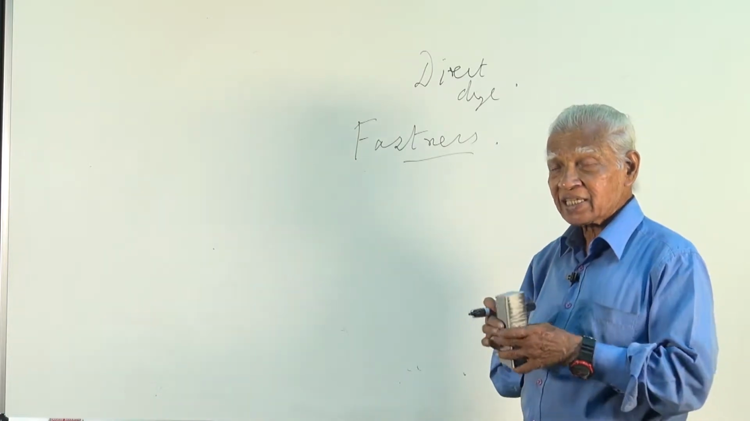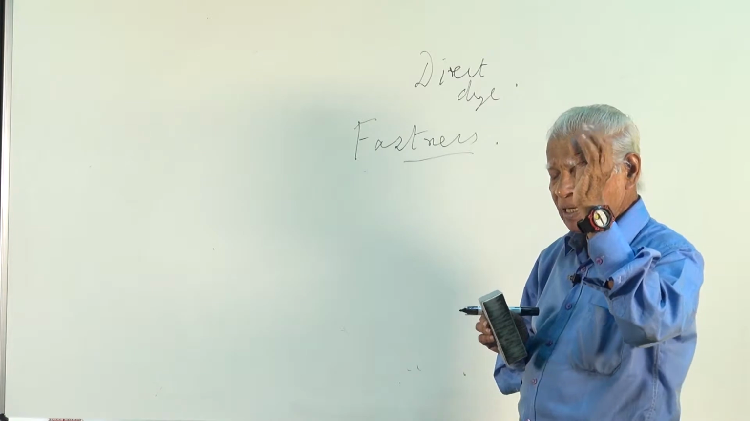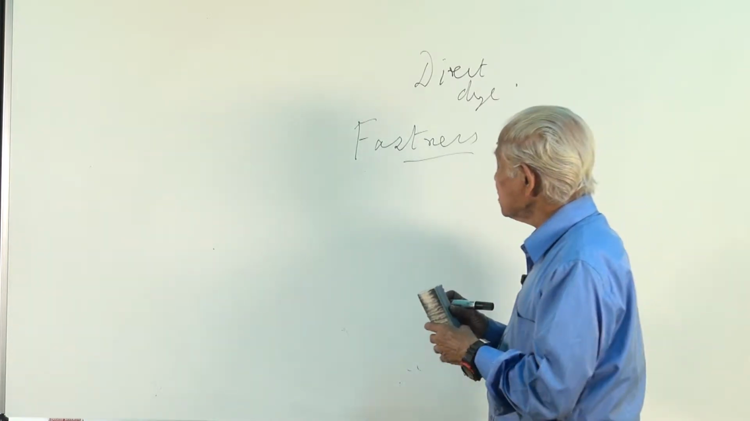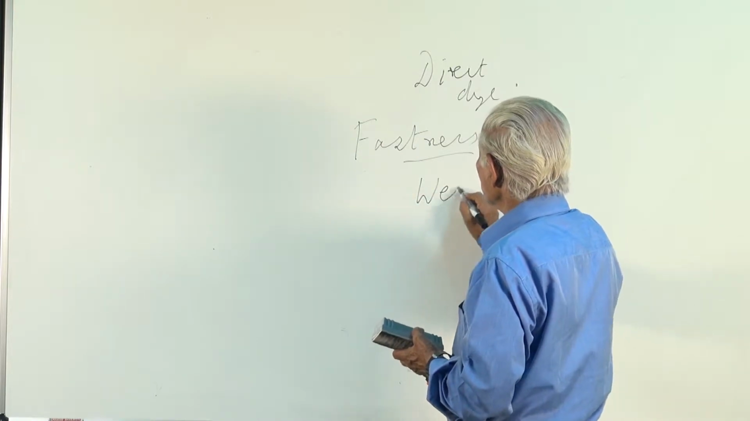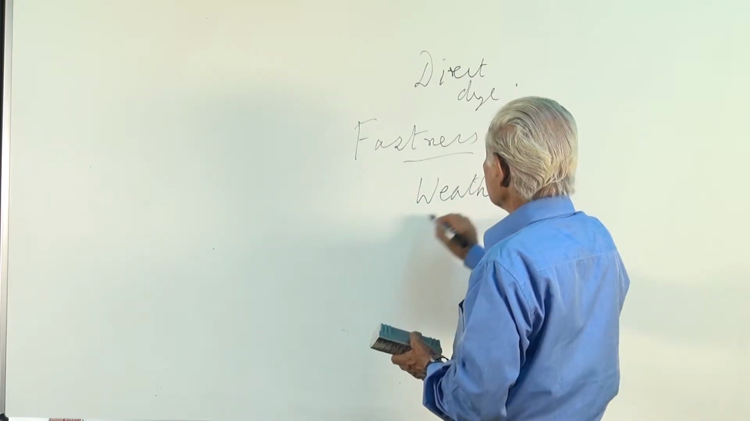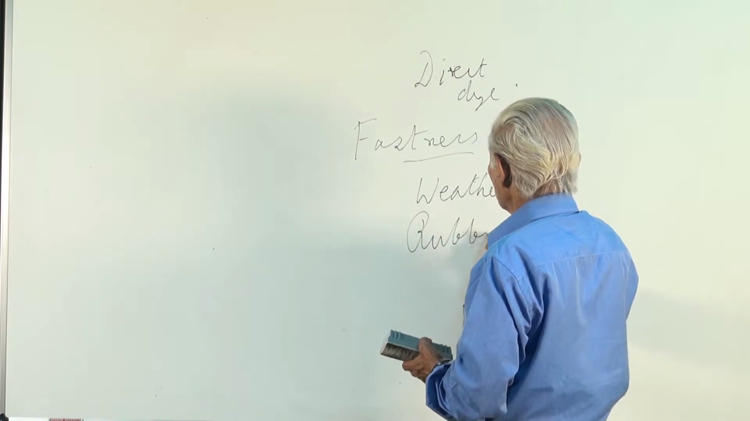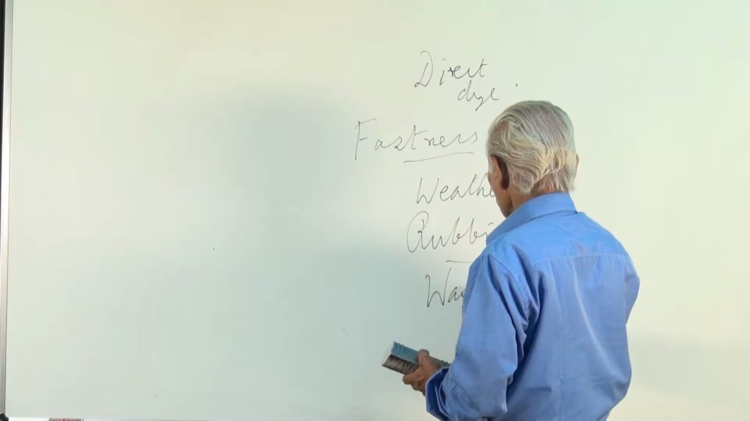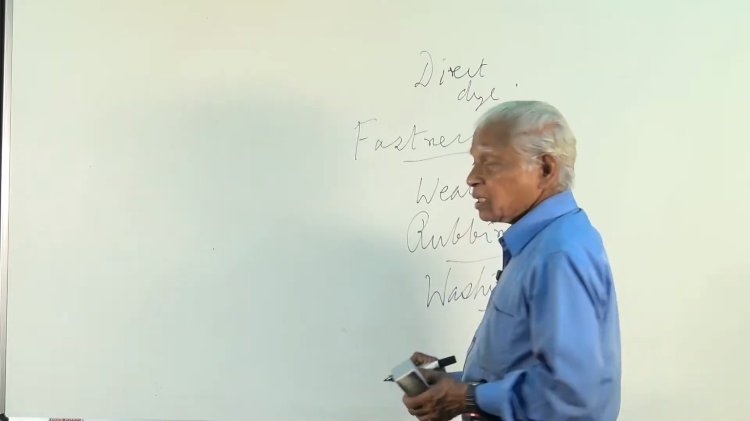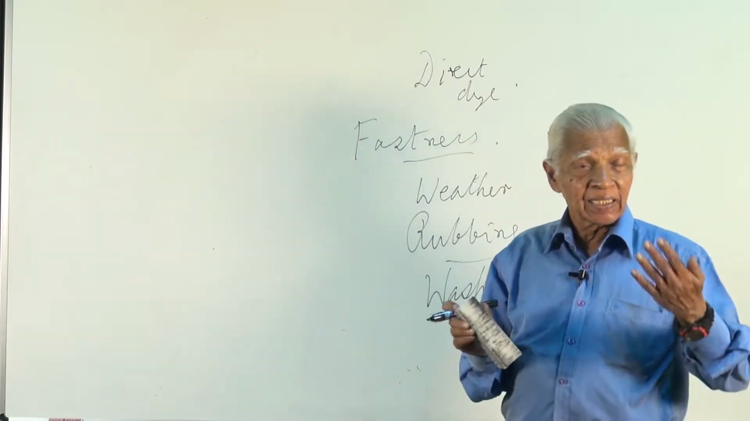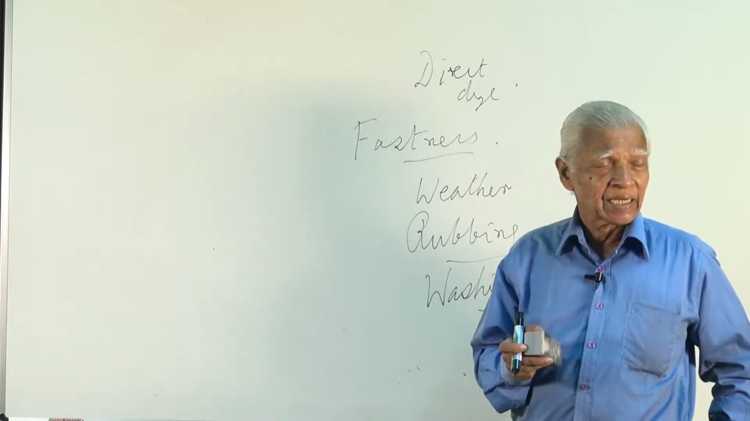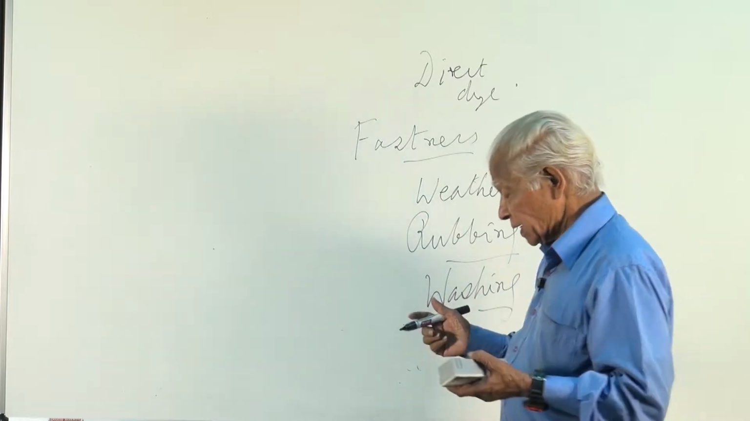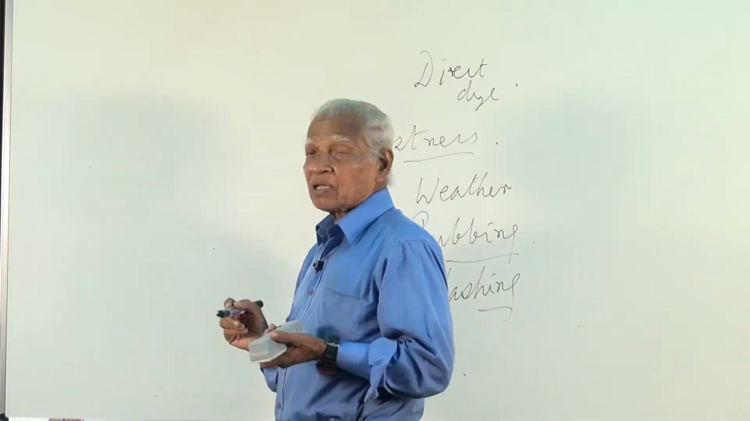Fastness is tested against various agencies such as the light, perspiration, then weather, and in certain cases to rubbing and washing. The ability of the material to retain the dye even after certain operations are carried out is called the fastness property. Suppose the color is retained. How do we find the fastness of a dyed material?